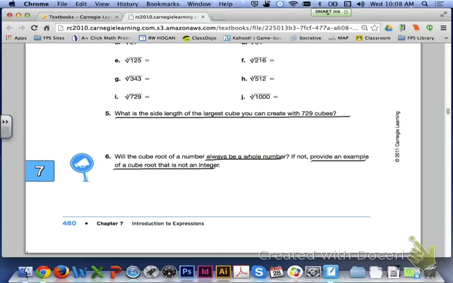Let's go ahead and finish up page 480 by answering number 5 and number 6. What is the side length of the largest cube you can create with 729 cubes? And for number 6, will the cube root of a number always be a whole number? If not, provide an example of a cube root that is not an integer. So go ahead and do number 5 and 6.